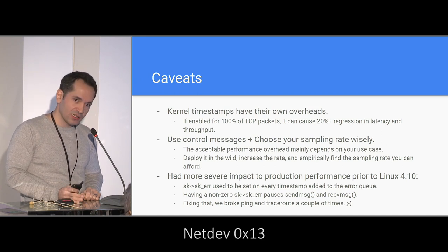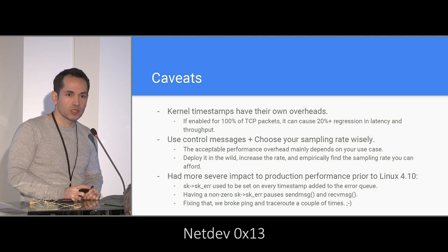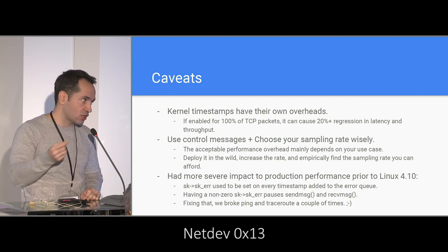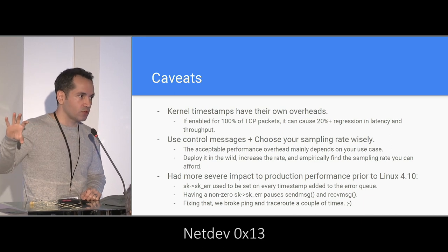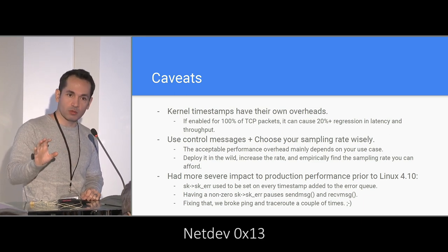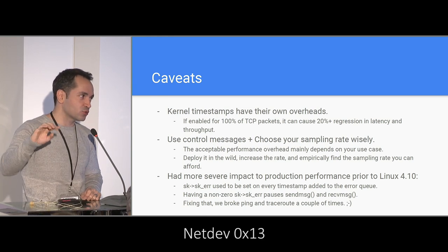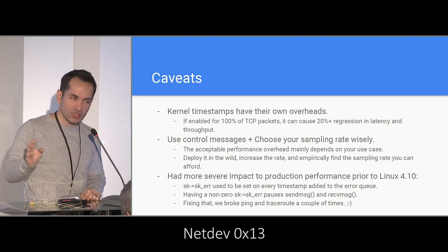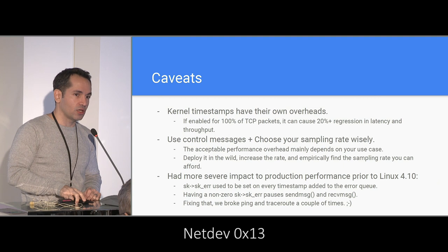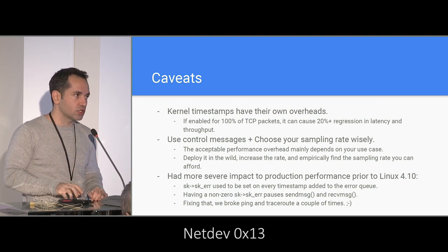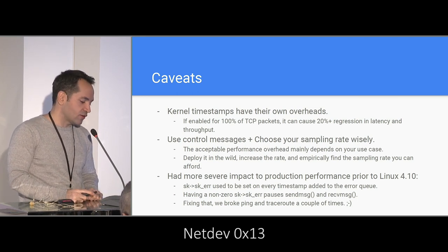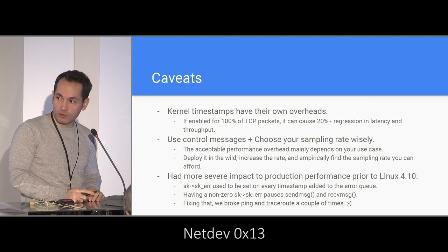Prior to 4.10, you basically shouldn't use timestamps. It pauses your I/O. Whenever we enqueue something ICMP on an error queue, we set the SK error of the socket. For timestamps, when we enqueue them, we wouldn't set SK error. But when we dequeue them, we would set the SK error to the next timestamp on that socket. And when SK error is set, TCP send message and receive message would return with an error. If you know the error number, you can handle that, but it basically pauses your I/O. So make sure you're using it after 4.10.